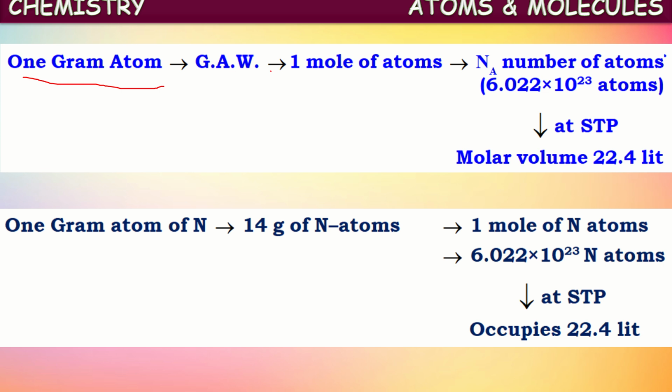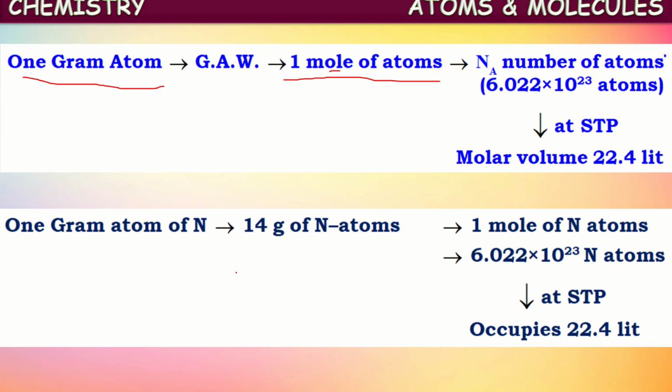Gram atomic weight of any element is nothing but 1 mole of atoms of that particular element. So how much is 1 mole of atoms of that element? Already in the definition we defined: 1 mole contains Avogadro number of atoms. How do we determine this Avogadro number? By taking the number of chemical entities, chemical units, in the C12 isotope. This C12 isotope contains a fixed number of atoms, and that is considered as the Avogadro number.